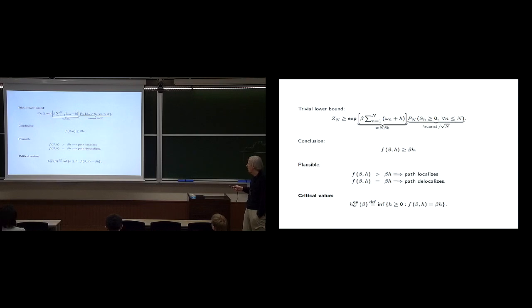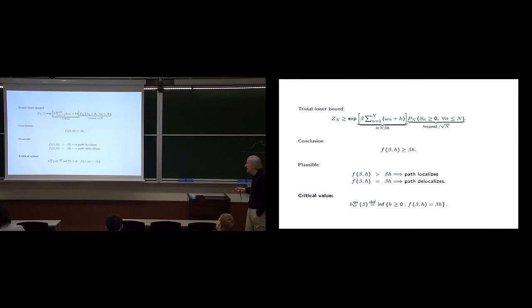And by the law of large numbers, the sum over the omega n is of order square root of n. So that doesn't count after you take the logarithm and divide by n. And then you have just e to the n beta h, and what is the probability that you stay positive? That's well known, it is of order 1 divided by square root of n. So that doesn't count after you take the logarithm and divide by n. So you get just a trivial conclusion that this free energy is bigger or equal to beta h.